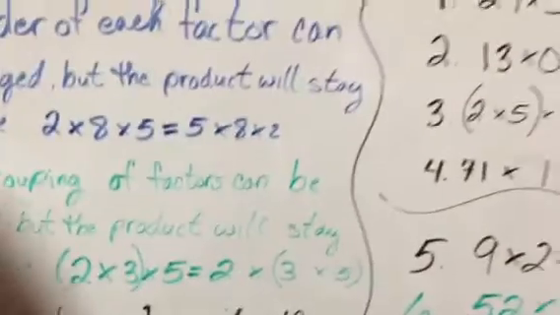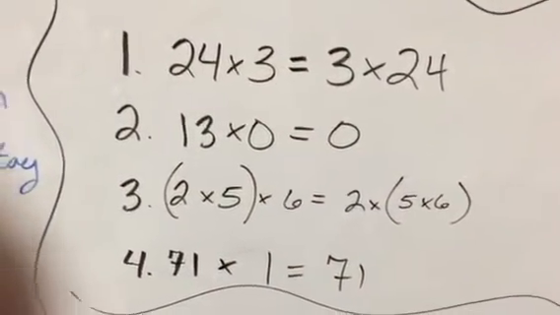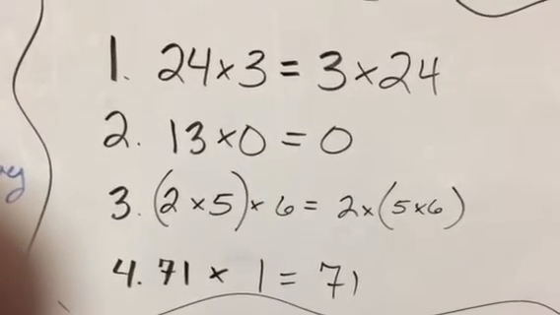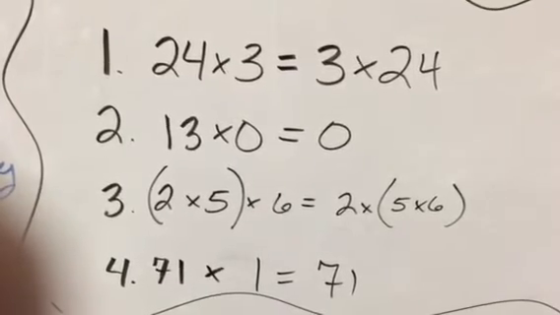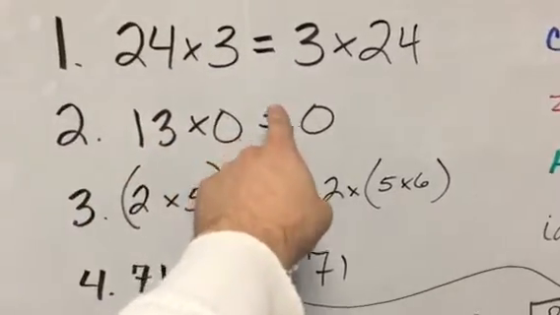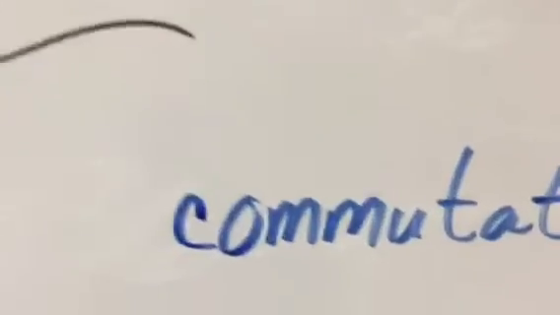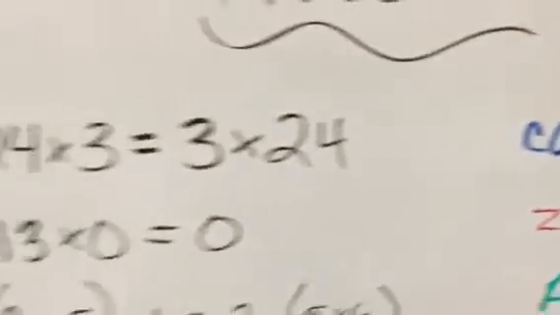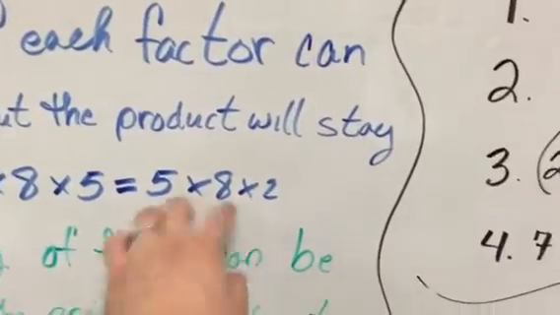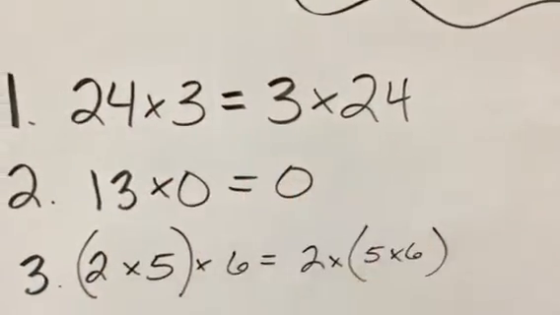Let's do some practice now. I'm going to show you 4 problems. Each one of these shows a different property. Pause the video and see if you can figure out which property goes with which problem. All right, let's see if you are correct. 24 times 3 equals 3 times 24. That goes back to the commutative property. And you can see we can switch the order. 2 times 8 times 5 equals 5 times 8 times 2. We flipped the 2 and the 5. In here, we just flipped them just like that.